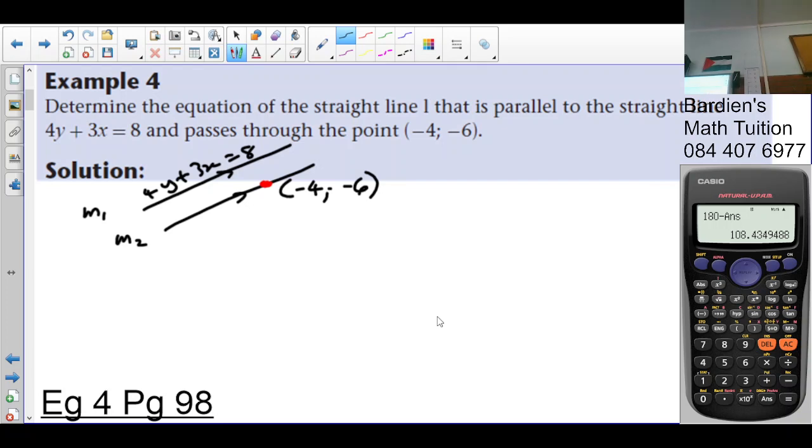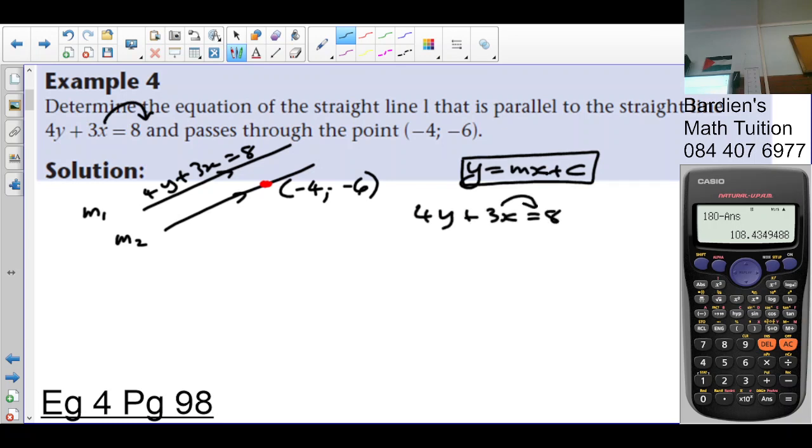I must get it in standard form, which is y is equal to mx plus c. That is your standard form. Okay. So how do I get that? I make y the subject of the formula. So you've got 4y plus 3x equals 8. You take that over the equal sign, becomes 4y is equal to negative 3x plus 8. Divided by 4, y is equal to negative 3 over 4x plus 2.